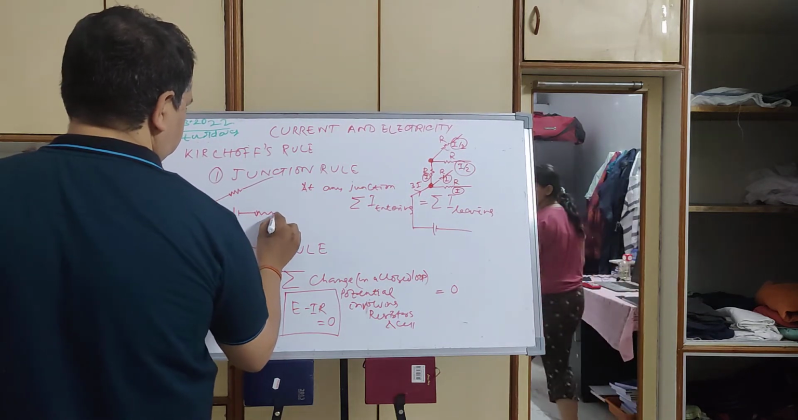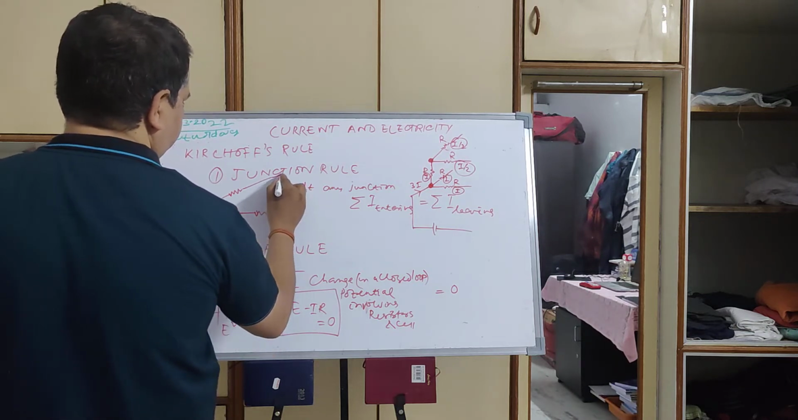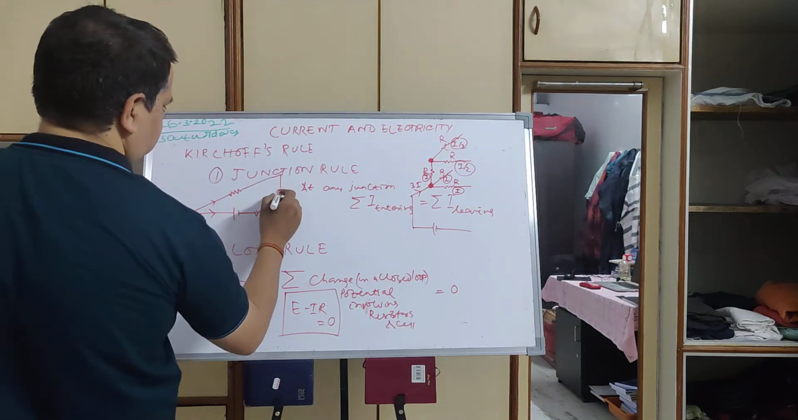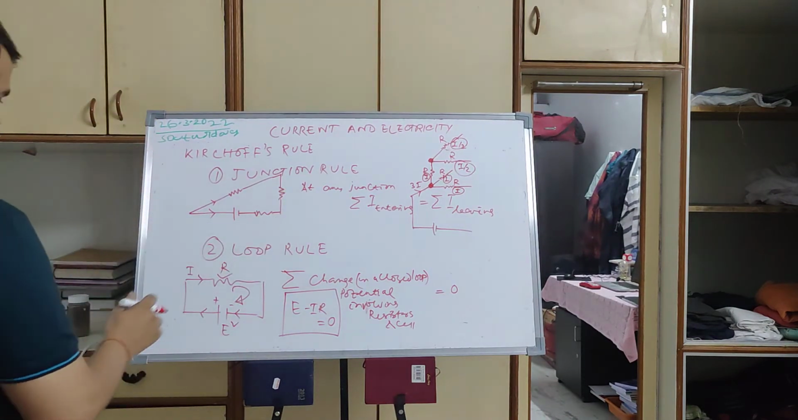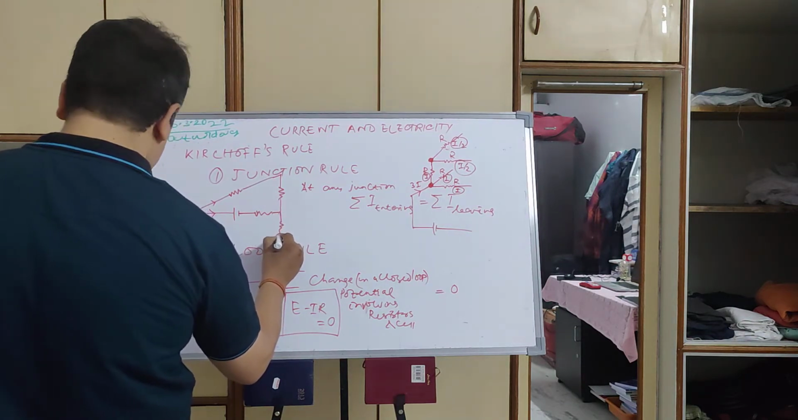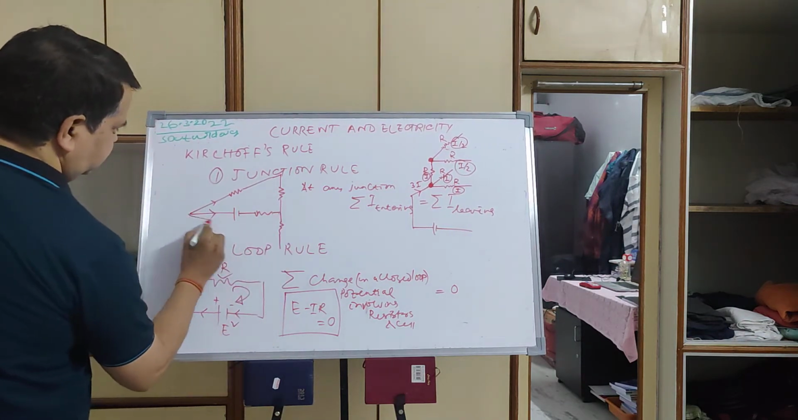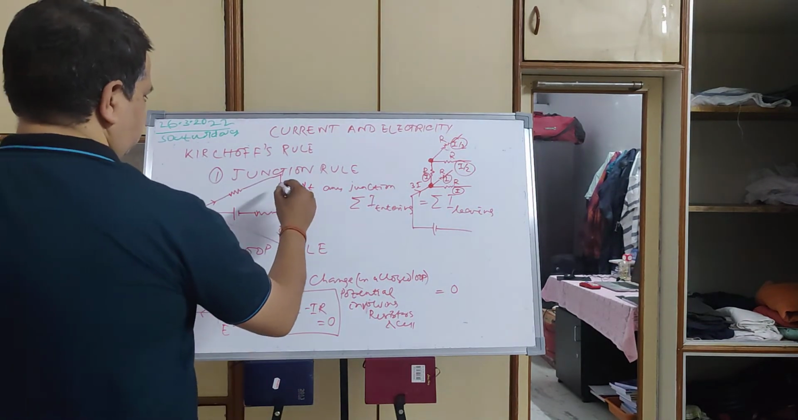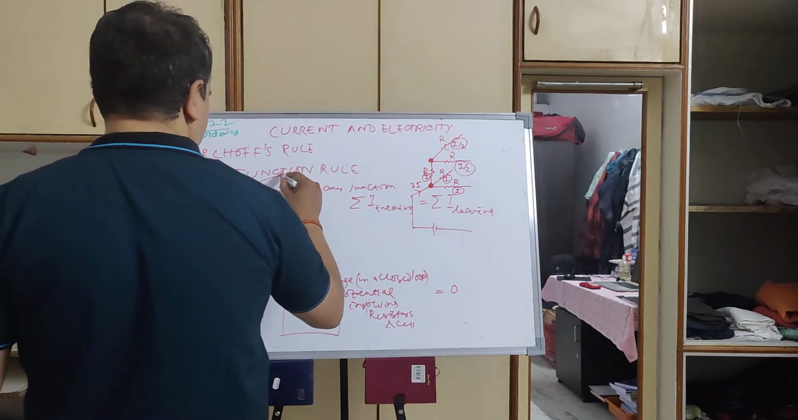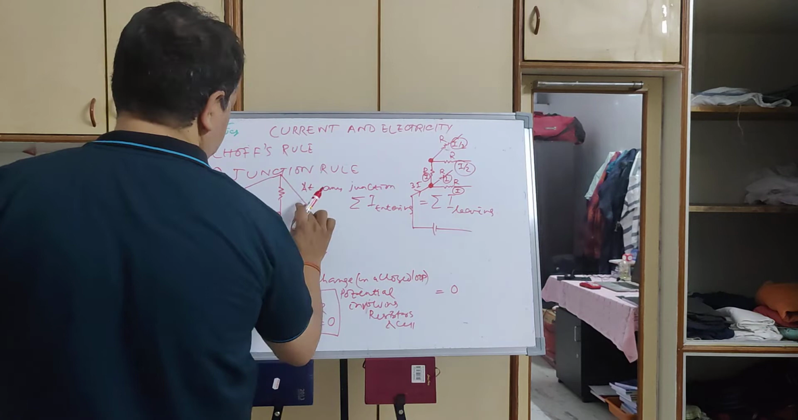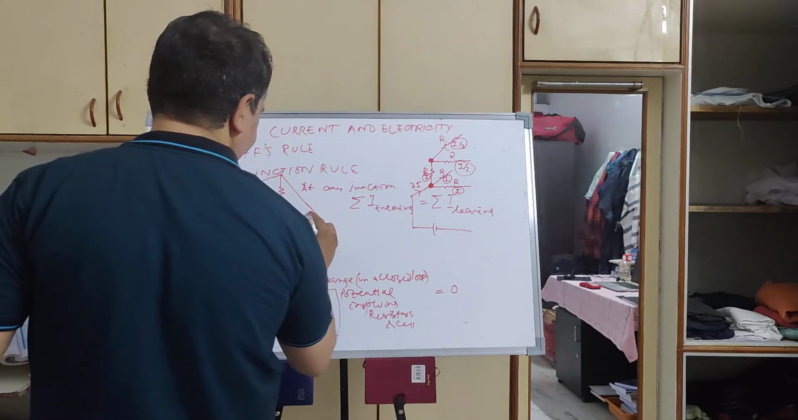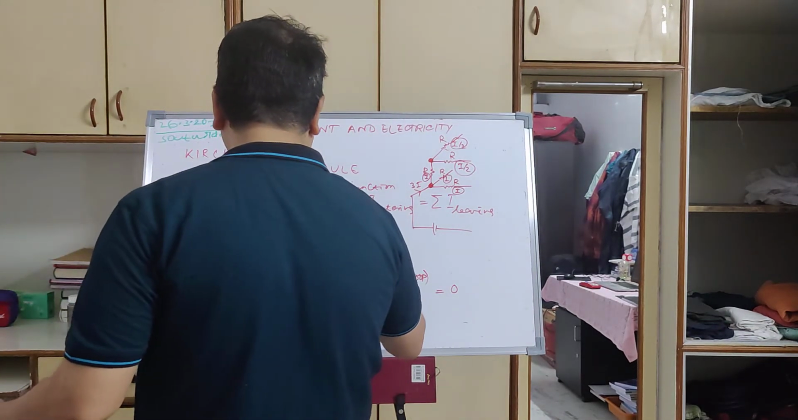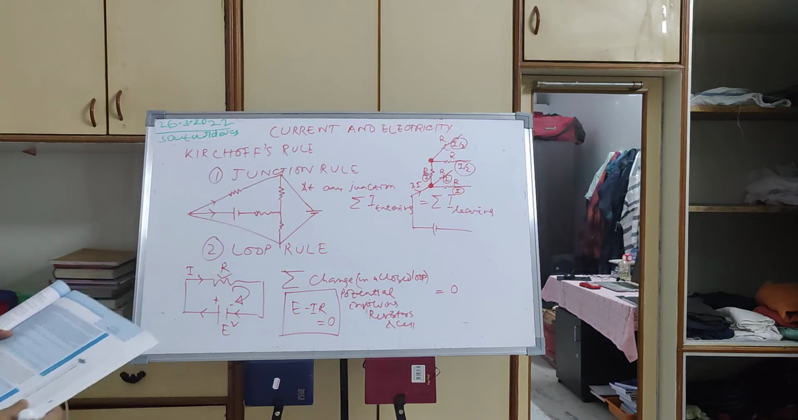One second. You can give an example of any complicated circuit. Any complicated circuit. This is one, and then this is one circuit. Then this is one. Here there are two loops. Similarly, you can have this and this, and then this.